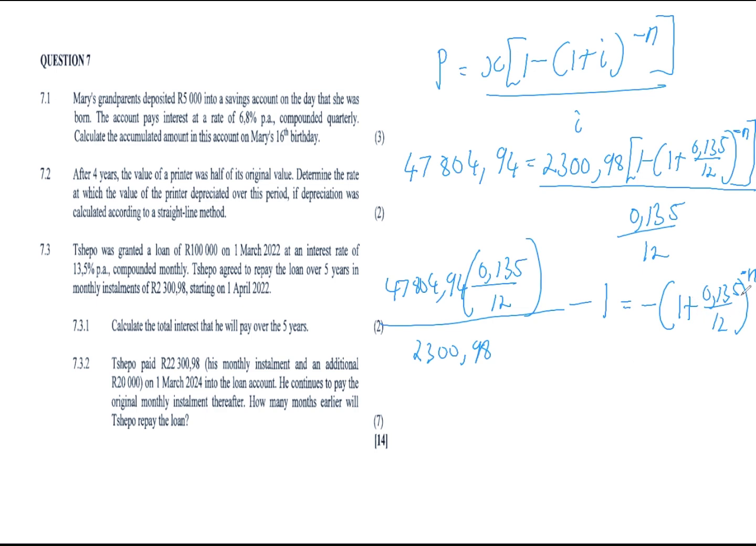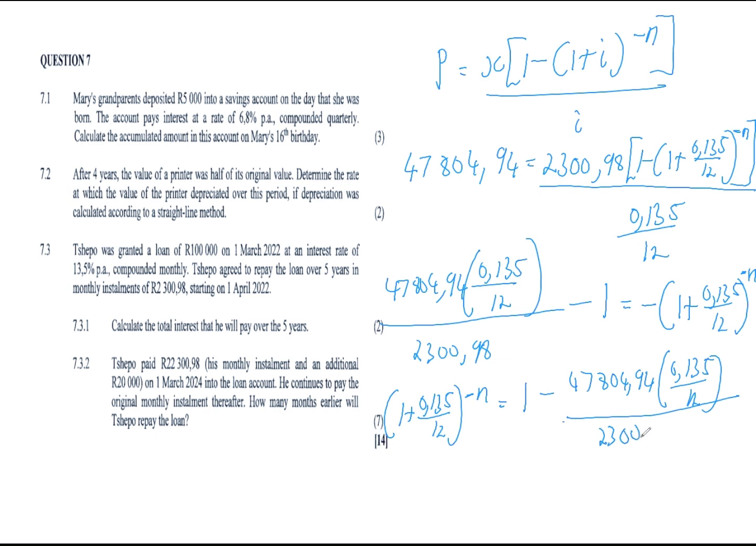Then what you can do is swap these around. So 1 plus 0.135 over 12 to the exponent of negative n is equal to, when you swap them around, they actually become 1 minus 47,804.94, and then over what? Bracket 0.135 over 12. I'm doing this because financial math is very, very sensitive to rounding off. So you must make sure you keep your values like that. We are dealing with money here.